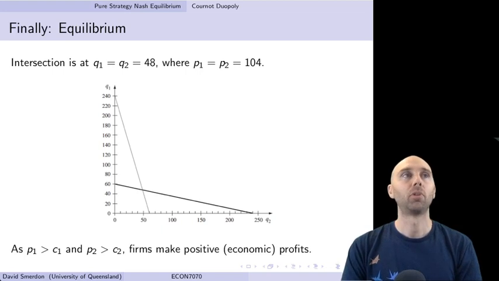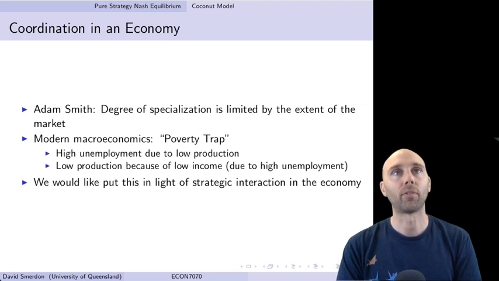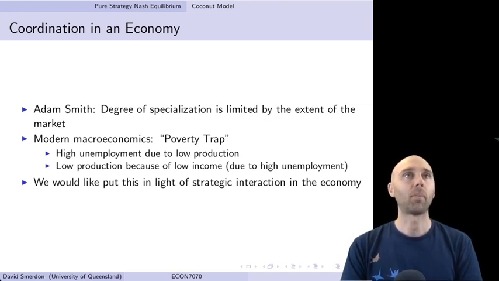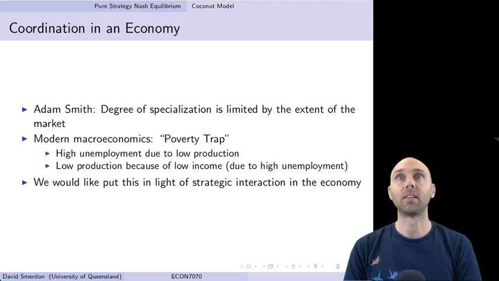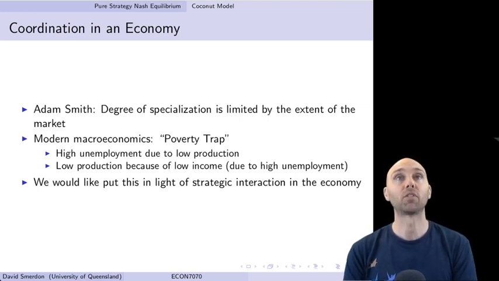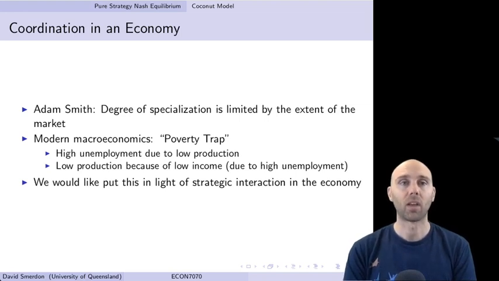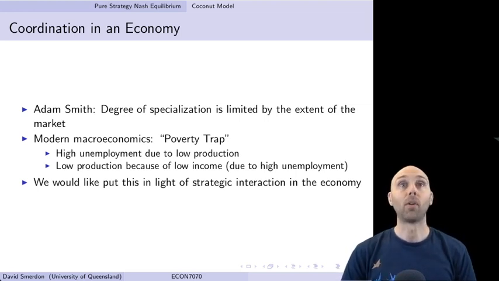All right, let's move on to a macroeconomics example. Now, you might remember from early days in economics, Adam Smith in the 1700s, perhaps the godfather of modern economics, talked about the degree of specialization that people come up with. We know that specialization is important to get the advantages of comparative advantage. However, it's limited by the extent of the market. And in modern macroeconomics, this is related to the poverty trap.